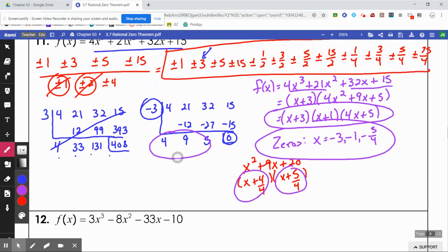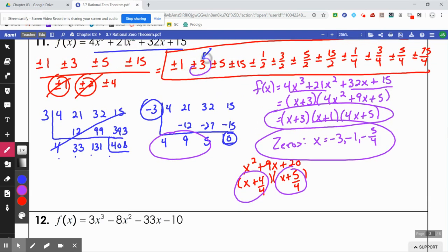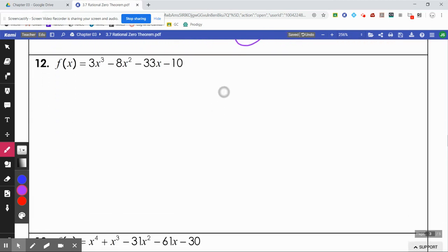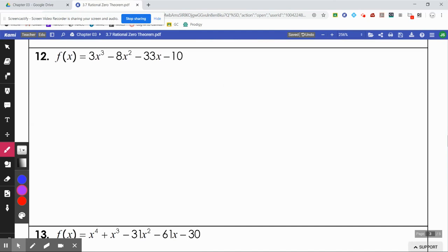And you can look at your list. Negative 3, negative 1, and negative 5/4 were all on your list. Number 12, let's try again. Again, we're looking for 3 different zeros here.